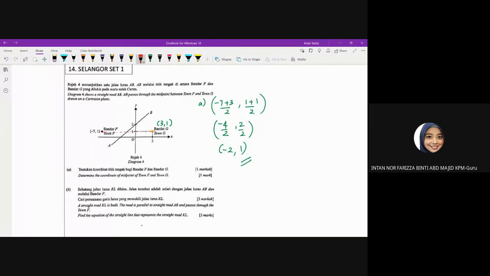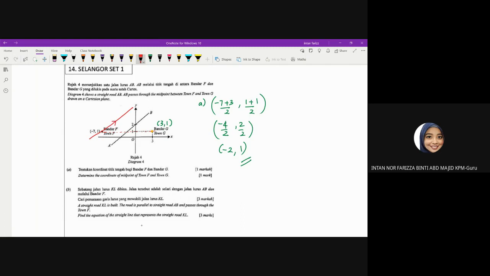Okay, a straight line KL is built. We have a new line, the name is KL, and the new line is parallel to AB. So it can be here, it can be here, but it must be parallel, and it passes through point F. When it passes through point F, that means we have the exact position already. The exact position is here. It must be parallel to AB and pass through this point F.